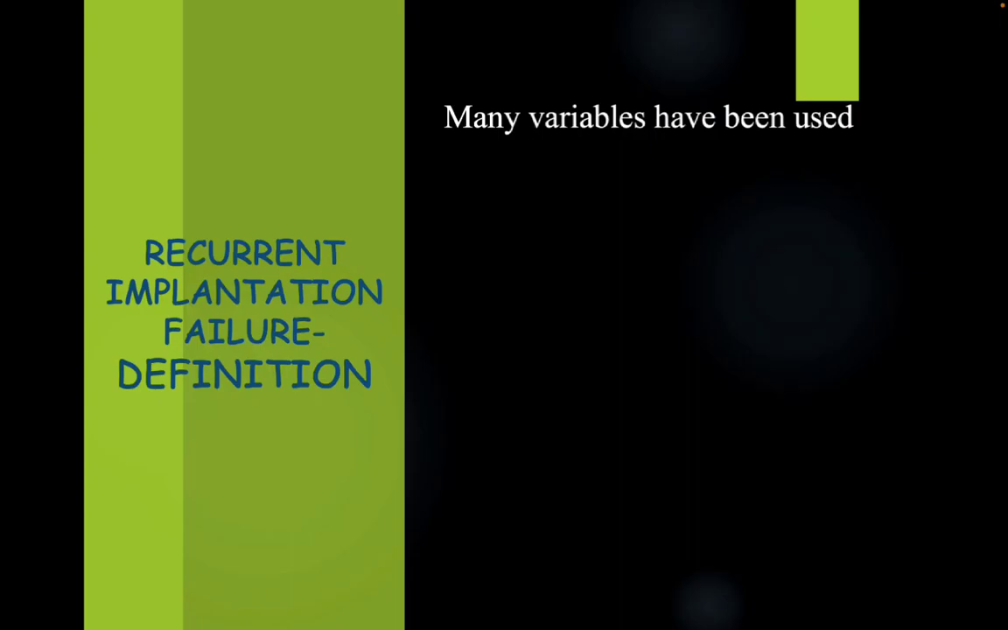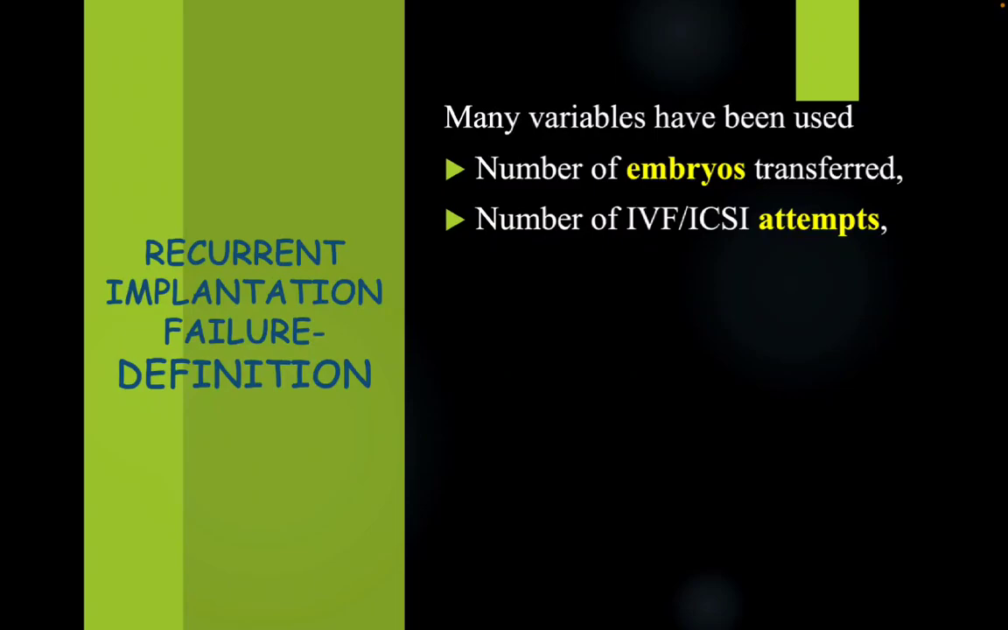So the recurrent implantation failure definition includes many variables. What are the different variables included in the definition? To form a definition of RIF, there are a lot of variables. First is the number of embryos transferred. Some people say 2 embryos, 3 embryos, so it is variable. A standardized definition of the number of embryos transferred is not available. The number of IVF and ICSI attempts, somewhere it is 2 IVF attempts, somewhere it is 3 IVF attempts, that also is not standardized.